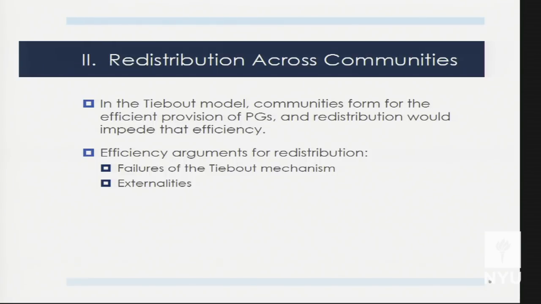So in the Tiebout model, communities form basically for the efficient provision of public goods, right? If you're living in a town and you wish there was municipal garbage pickup, you leave that town, either move to a town that's just like yours but has municipal garbage pickup, or if that town doesn't exist, you start a town, right? That's the idea of the Tiebout model. So in that model, everyone is living in a community that's perfect for them, that has the absolute perfect combination of public goods and taxes to pay for them. And the efficiency comes from the fact that everyone can find a town that has the right combination for their preferences.